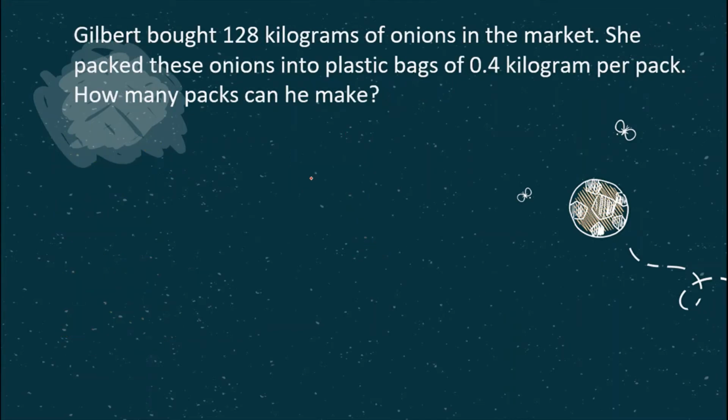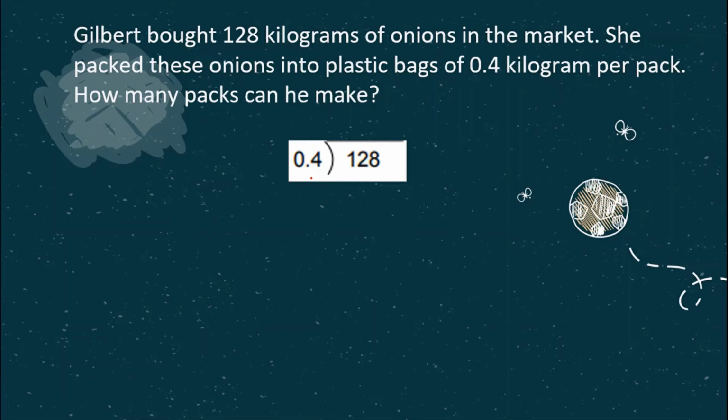Let's read. Gilbert bought 128 kilograms of onions in the market. He packed these onions into plastic bags of 0.4 kilogram per pack. How many packs can he make? Okay, so for this problem, we are going to divide 128 by 0.4 to find out how many packs Gilbert can make out of his 128 kilograms of onions.